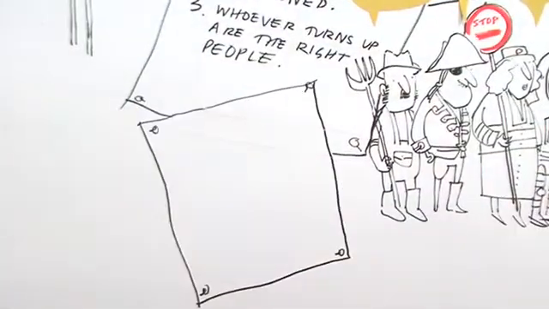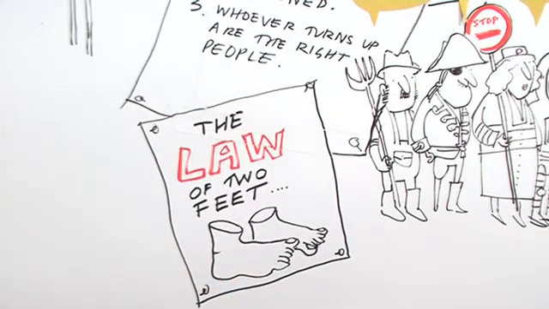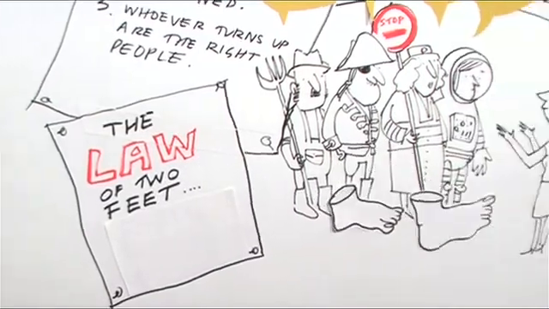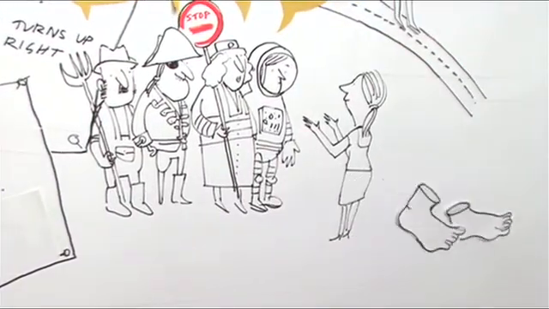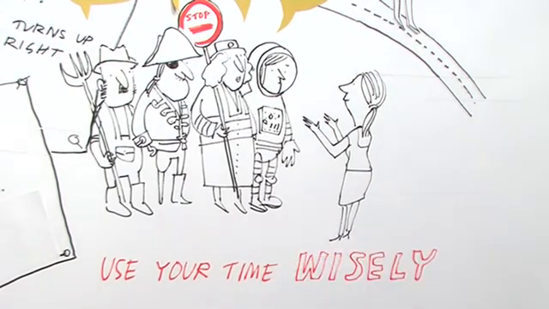Final thing is there's a law of two feet. What this means is if you're neither learning or contributing in a session, then politely stand up and walk out of the room. No one's going to mind. Just use your time wisely. The more you can do that, the more collectively we'll have a successful day.